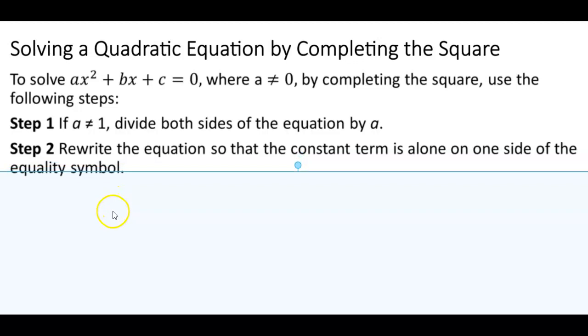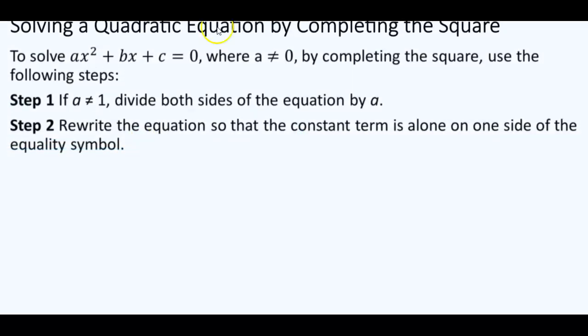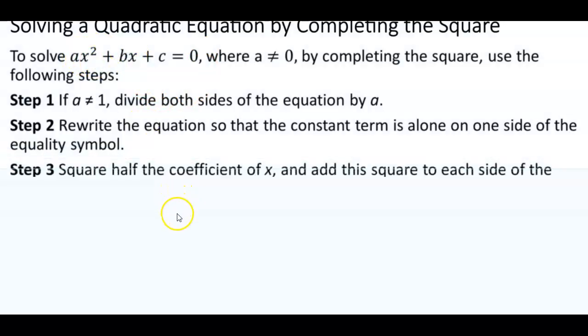Step 2. What you would do is rewrite the equation so that the constant term is alone on one side of the equality symbol. That means that you want the value of the constant term c on the right side of the equation, and then we're going to leave the variable terms on the left side of the equation.